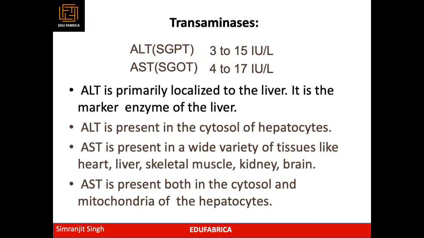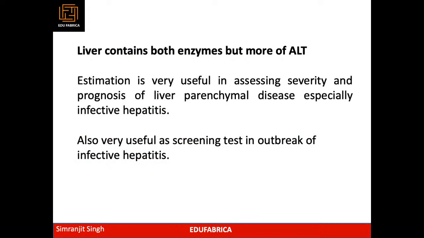Their values are mostly near 3 to 15 units. ALT is primarily localized to the liver. It is a marker enzyme of the liver, and ALT is present in the cytosol of the hepatocytes. AST is present in a wide variety of tissues like heart, liver, skeletal muscle, kidney, brain. AST is present both in cytosol and mitochondria of the hepatocytes. The liver contains both enzymes but more of the ALT.